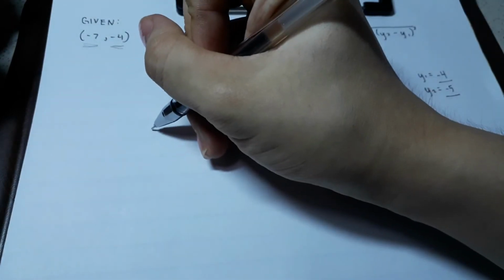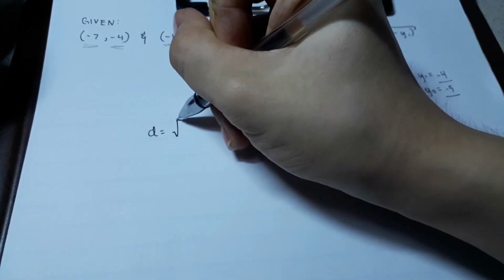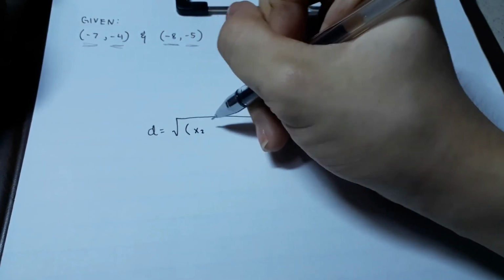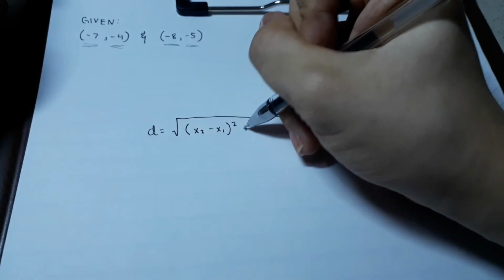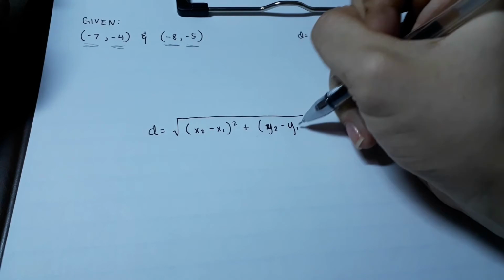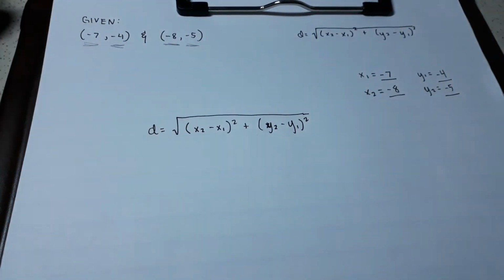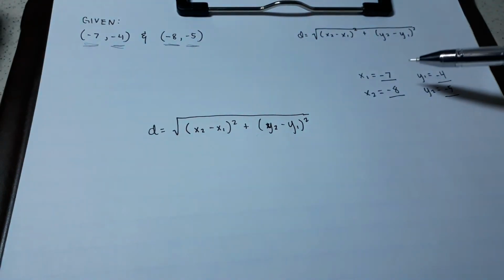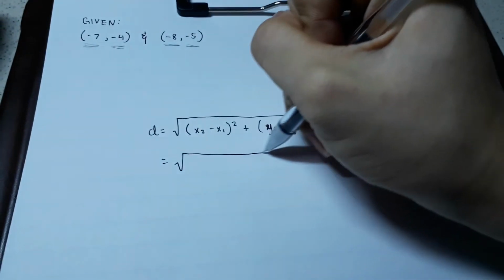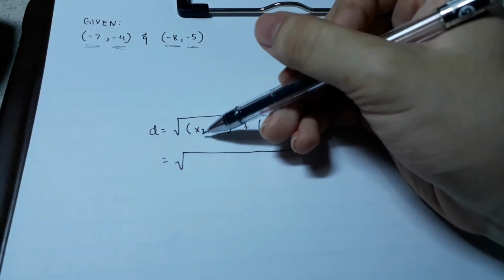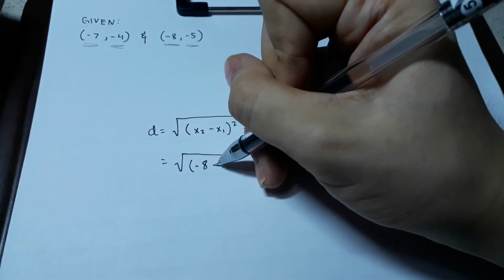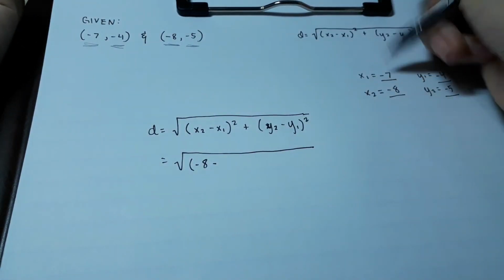So we have d is equal to the square root of quantity of x sub 2 minus x sub 1 squared plus y sub 2 minus y sub 1 squared. Then all we have to do is to substitute their corresponding values. So we have x sub 2, it is equal to negative 8. So negative 8 minus x sub 1 is equal to negative 7.